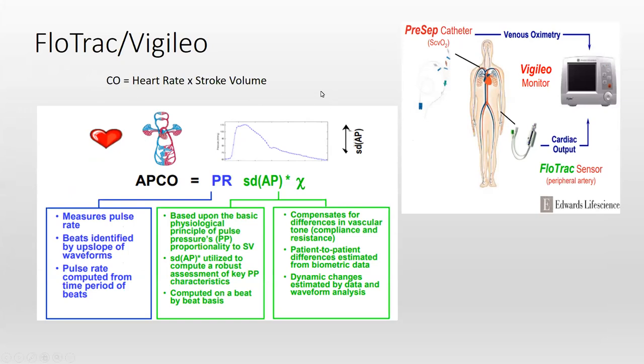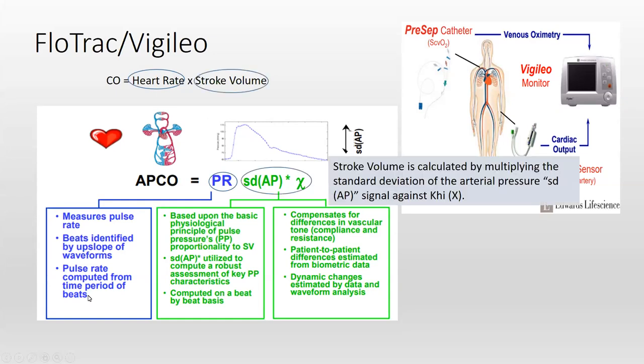So it essentially works on the same equation: cardiac output is equal to heart rate times stroke volume. For the heart rate component, it measures the pulse rate, and beats are identified from the upslope of the waveform. The pulse rate is computed from the time period of the beat. And how does it calculate the stroke volume? The stroke volume is calculated by multiplying the standard deviation of arterial pressure by a constant. I can go over the details of the constant, but it takes into account a lot of things. It incorporates the standard deviation of the mean, the skewness of the arterial waveform, and the large vessel compliance. This is a constant that I think Edwards had come up with. The dynamic changes are estimated by the data and the waveform analysis, and it throws out numbers after computing all this.